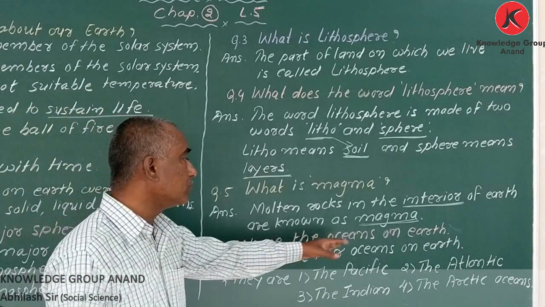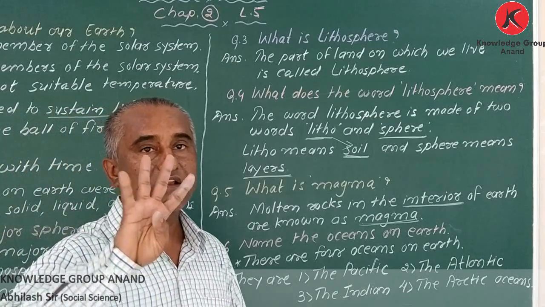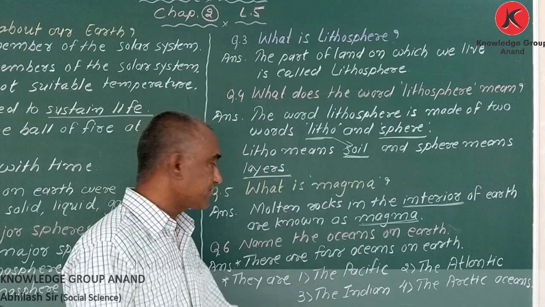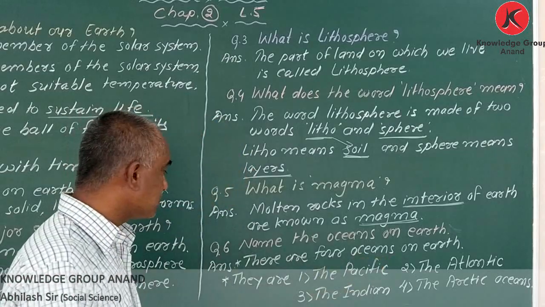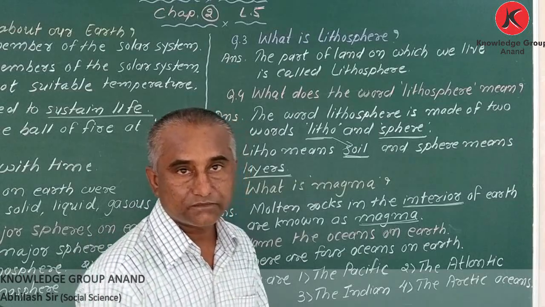Okay, name the oceans on earth. There are 4 oceans on earth, and they are the Pacific Ocean, the Atlantic Ocean, the Indian Ocean, and the Arctic Ocean.